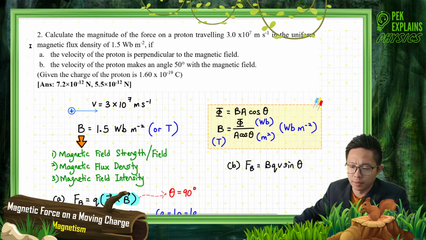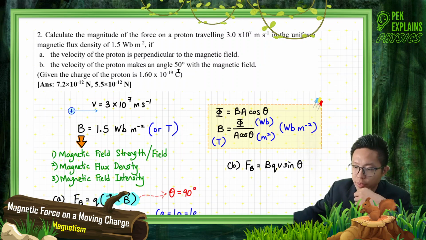Alright. Calculate the magnitude of the force on a proton traveling at this speed, 3 × 10^7 meters per second, in the uniform magnetic flux density of 1.5 Weber per meter square. If the velocity of the proton is perpendicular to the magnetic field B, and if the velocity of the proton makes an angle of 50 degrees with the magnetic field. Given the charge of the proton is 1.6 × 10^-19 coulomb.